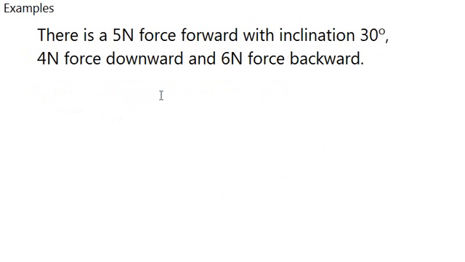So now we have a second example, and it's exactly the same idea, but this time it's a bit different. I have a 5 Newton force forward. Which way is forward? We don't know. Let's read on. We've got a 4 Newton force downward. Well, we know what downward is. There's only one downward. It's going down here. So this is 4 Newton downwards. That's the length, let's say. And a 6 Newton force backward.